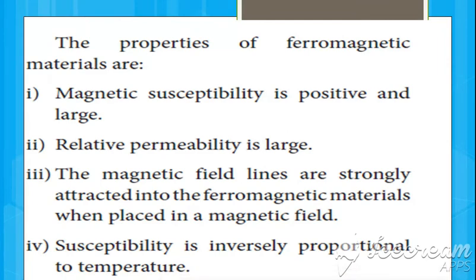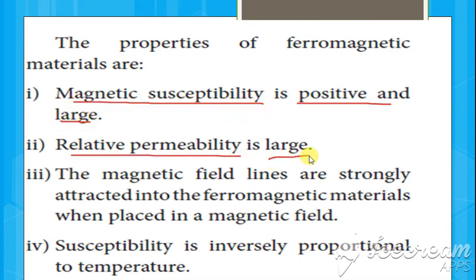The same things we have to consider. The first one is magnetic susceptibility, which is positive and large. In the second one, we have seen that it is positive and small. Here it is positive and large. Next, relative permeability: it is large. First one it is less than 1, second one greater than 1, here it is large. Next, when you place it in the magnetic field, it is strongly attracted. First one is repelled, next one is attracted, here it is strongly attracted. Then in the same way here also susceptibility is inversely proportional to the temperature.